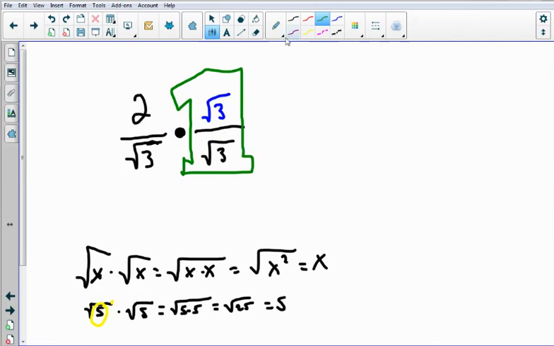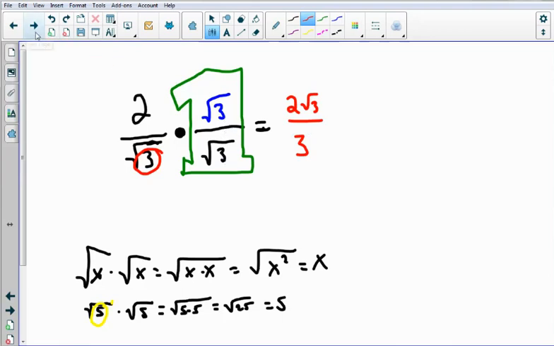All right, so the way we're going to do that is we're just going to go straight across the top, straight across the bottom, and 2 times the square root of 3. Square root of 3 cannot be simplified, so it's just simply 2 times the square root of 3. On the bottom, square root of 3 times square root of 3, as I said before, is whatever's inside there, 3. So there it is. That is 2 over the square root of 3 rationalized, simplified.